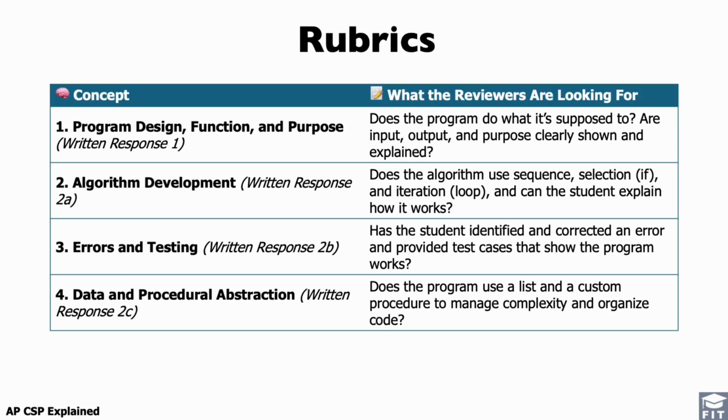The rubric breaks your work down into 5 key concepts. Each one connects directly to the prompts you'll answer on the AP exam: purpose, data, abstraction, algorithm, and testing. So, what's the grader looking for?